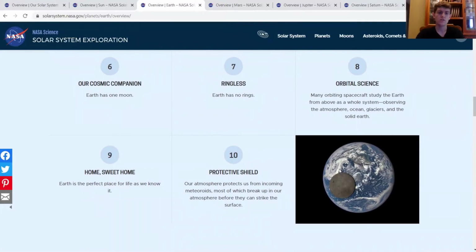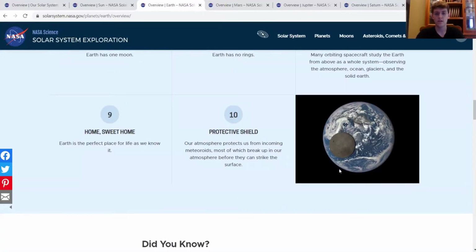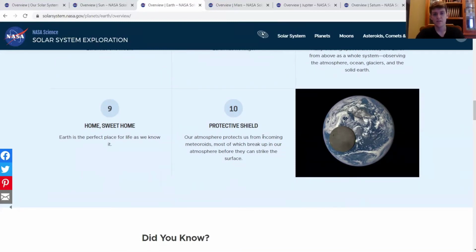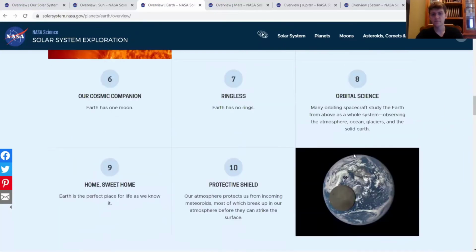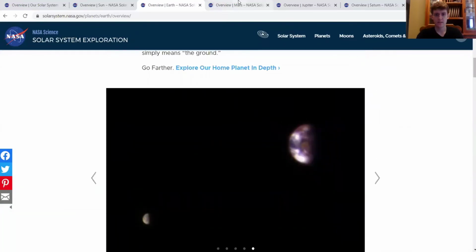Home sweet home. Earth is a perfect place for life as we know it currently, but maybe in the future there could be other planets. Now, our atmosphere protects us from incoming meteoroids, most of which break up in our atmosphere before they can strike the surface. So our atmosphere really protects anything that comes into Earth, as it really slows it down. Here's another picture. Now on to the next planet.